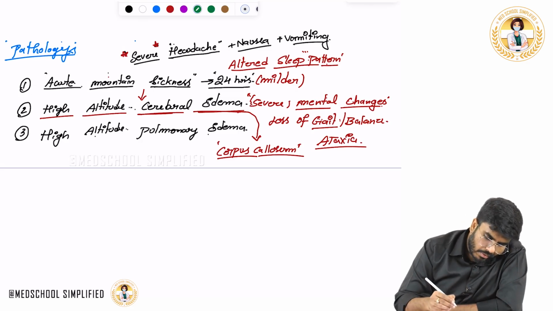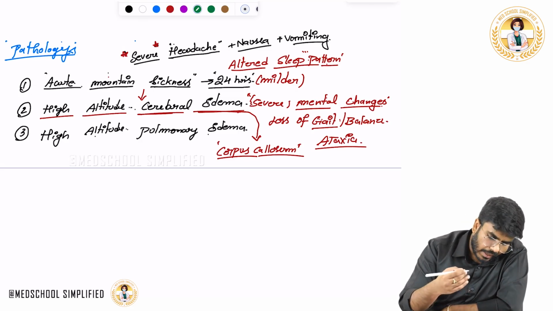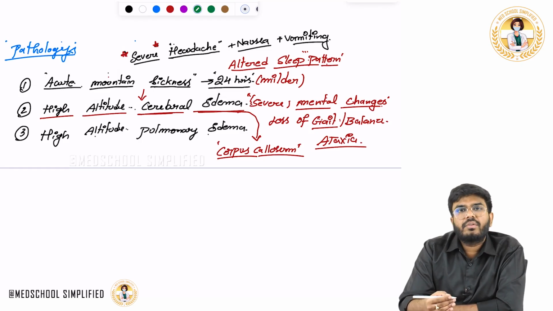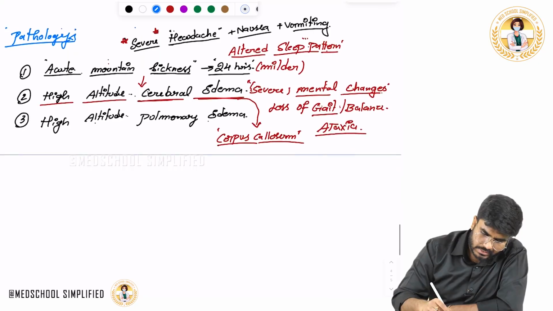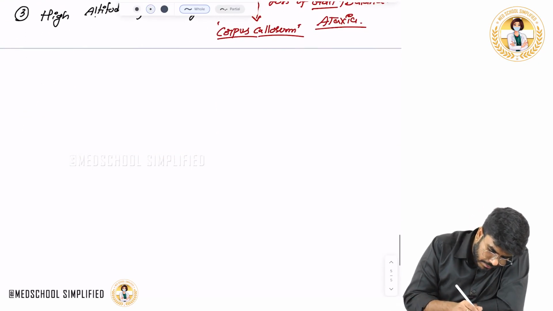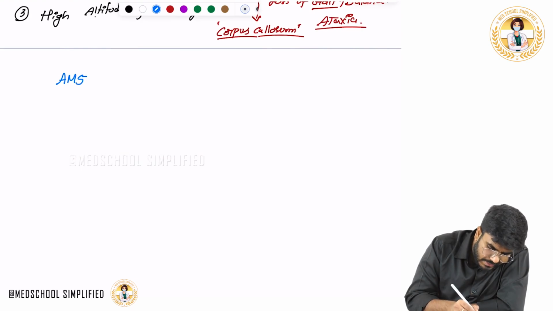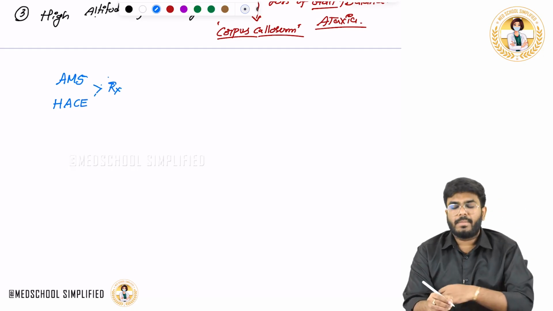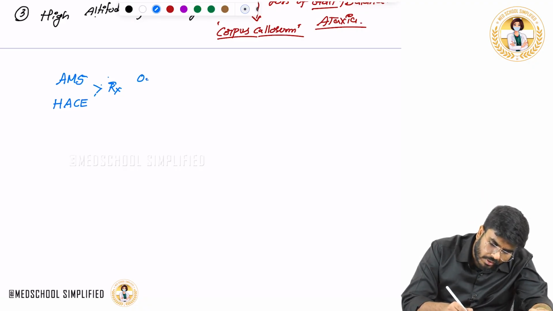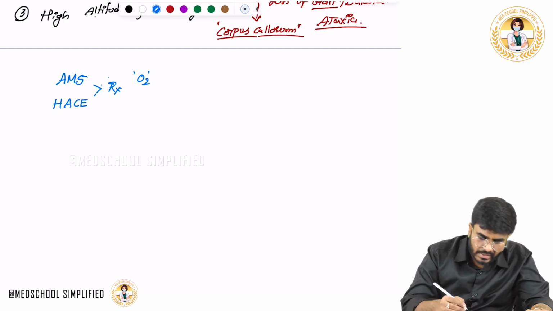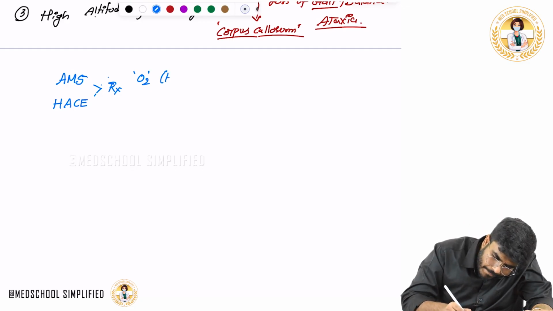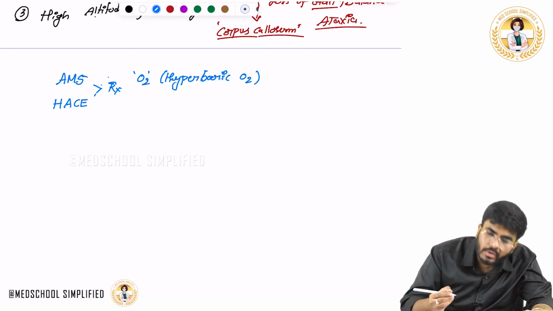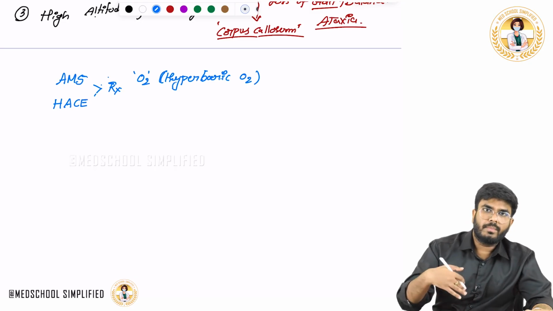Now for these diseases, acute mountain sickness, which is a milder form, and high altitude cerebral edema, what do you have to do? The treatment is done with oxygen, hyperbaric oxygen. All this problem is because of the oxygen, right? So you are going to give hyperbaric oxygen, meaning oxygen with more pressure.